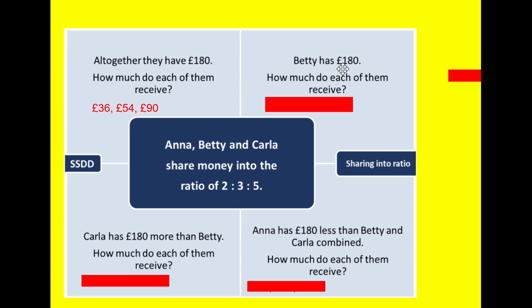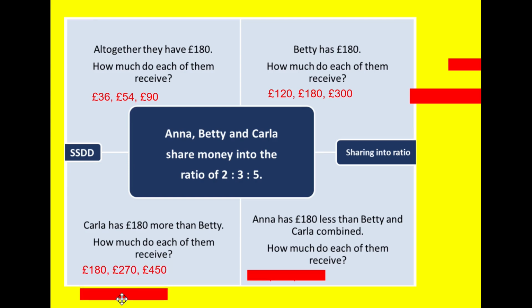Second one, this is when 1 part is known. Betty has £180. How much do each of them receive? Here's the answer. We know that 3 parts is 180. We can work out 1 part, 60, times it by 2, 120, times 60 by 5, 300. Done. Third type of example here: Carla has £180 more than Betty. Here's the answer. Carla has 5 parts, Betty has 3 parts. So 2 parts is worth £180. That means 1 part is 90, and then they'll fall out.